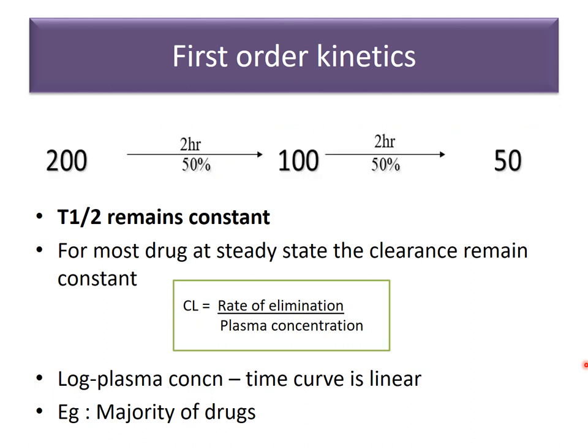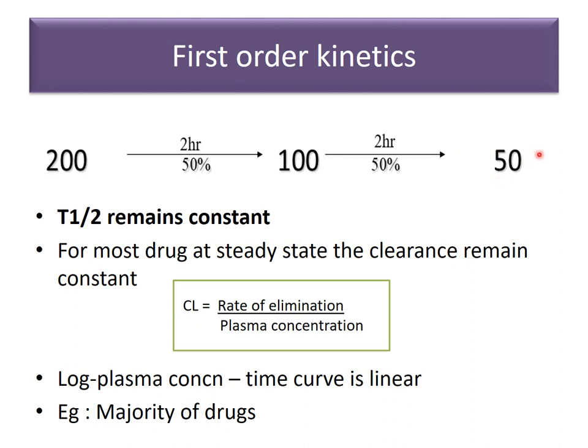Okay, see here, considering a drug of 200 milligram. We have given 200 milligram, and the T half is 2 hours. So after 2 hours it should become 100. So 50% is eliminated and it becomes 100. In the next 2 hours, 50% of 100 will be eliminated, so it becomes 50.